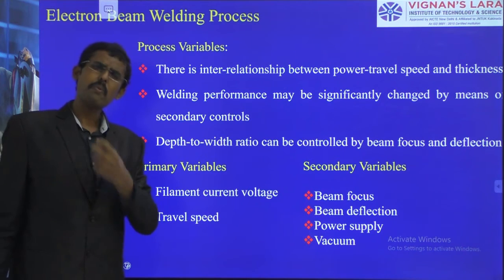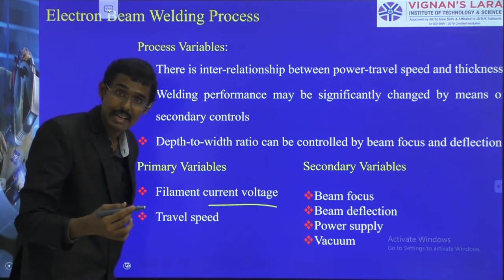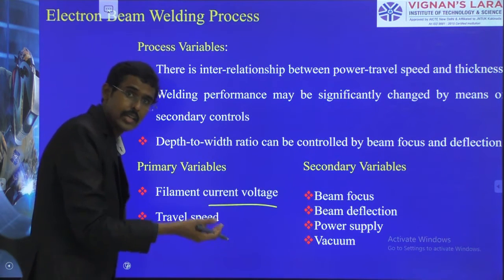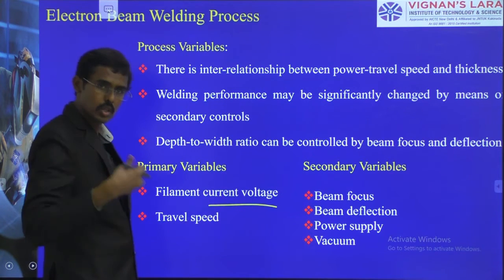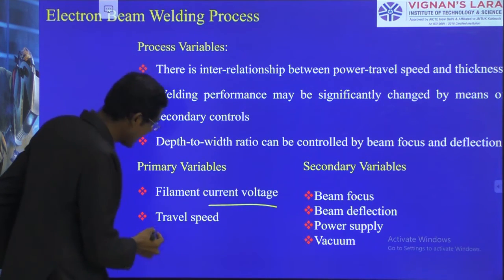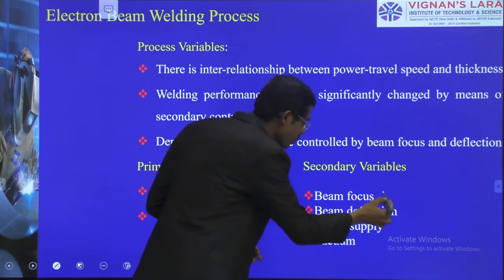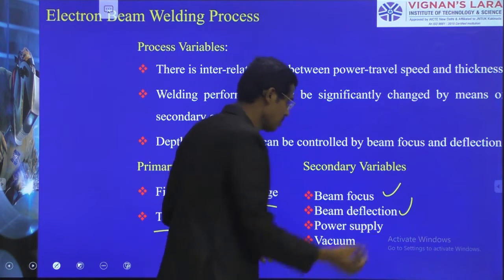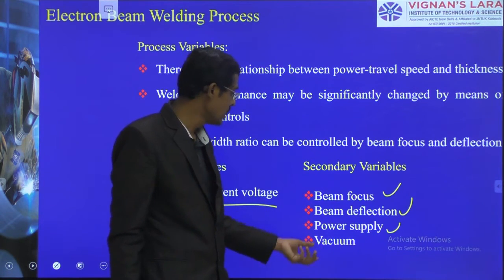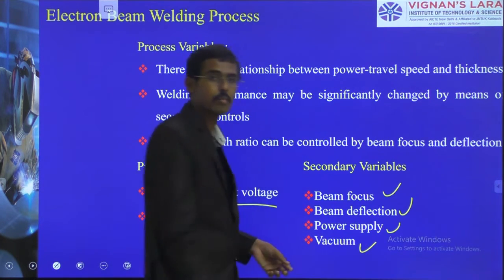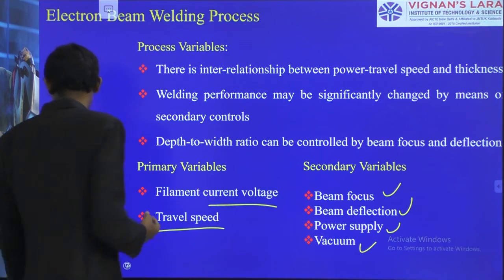The variables we are using: importantly, the primary variables are filament current and voltage to emit electrons. How much current you give determines that the electrons will have high kinetic energy and be emitted from the tungsten. Then we project them towards the workpiece. Travel speed: how much travel speed is needed. Secondary variables may be where we are focusing, what the deflection is, how much power supply, 30 kilowatt or 50 kilowatt, and the vacuum condition, how much vacuum we are maintaining. So these are the primary and secondary variables to be taken care of.